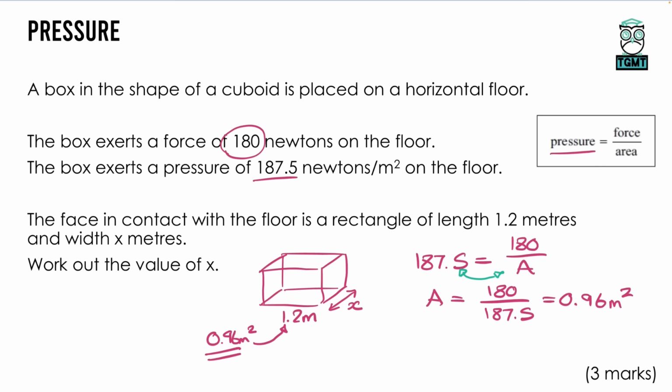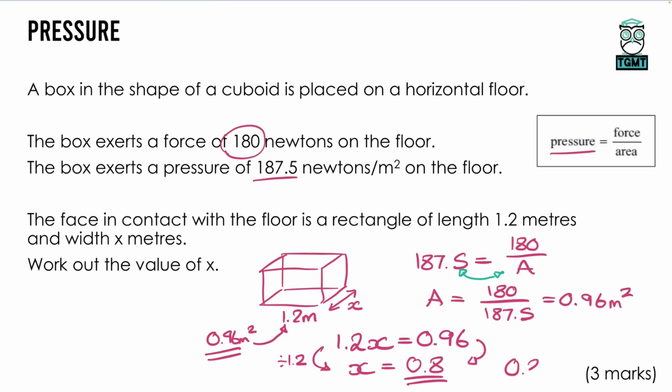We want to know the width. Well, length times width is the area for a rectangle, so 1.2 multiplied by x is equal to 0.96. To find the value of 1x, which is what we want to know, we just need to divide by 1.2. So divide both sides by 1.2, and we will have our width, and that comes out as 0.8. And there we go, that is the width of the rectangle, 0.8 metres. And there we go, there is some reverse pressure to find the area.